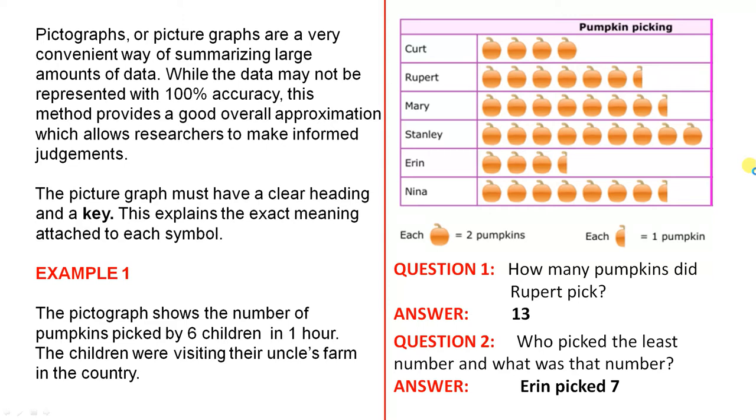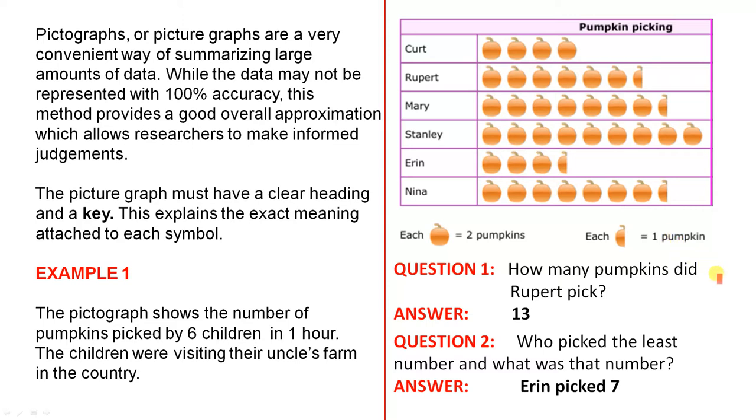Example 1. The pictograph shows the number of pumpkins picked by 6 children in 1 hour. The children were visiting their uncle's farm in the country. So there's the heading, pumpkin picking, and there's the key. Each symbol represents 2 pumpkins, and this little symbol here, which is cut in half, represents 1 pumpkin.